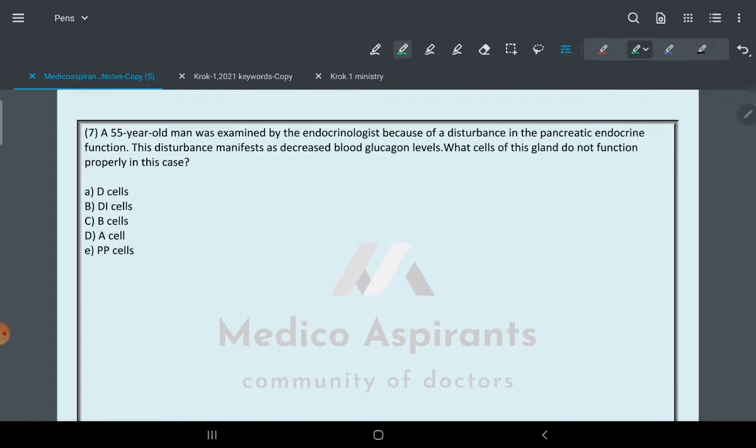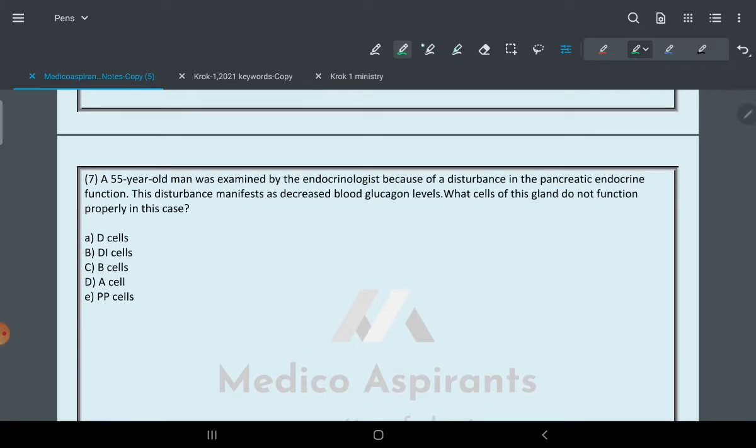Now the next one is this. The question says that a 55-year-old man was examined by the endocrinologist because of a disturbance in the pancreatic endocrine function. What disturbance manifests as a decrease in blood glucagon level, and what cells of this gland do not function? The question is talking about pancreatic function, blood glucagon level, and again what function of this gland.